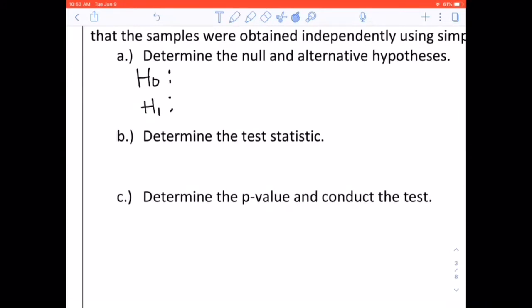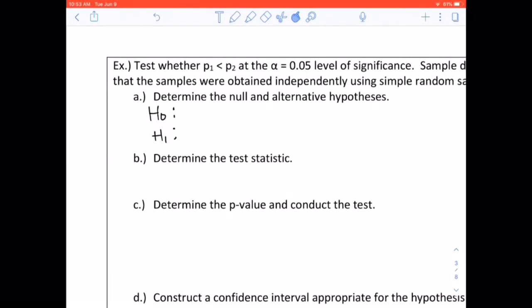And we were given up above that this is what we are testing. So this is our alternative. And so our null is always going to be that they are equal. Step 2, or part B, says determine the test statistic.